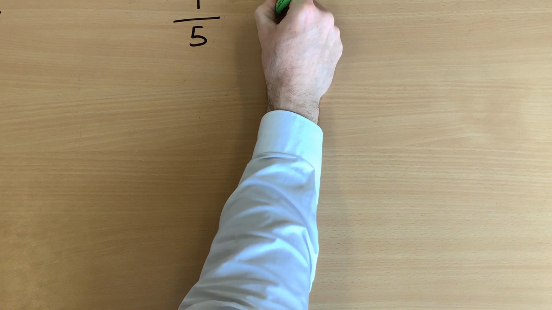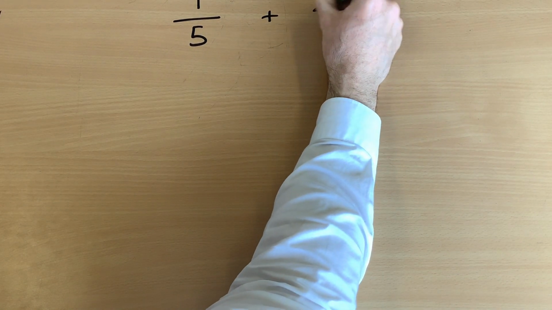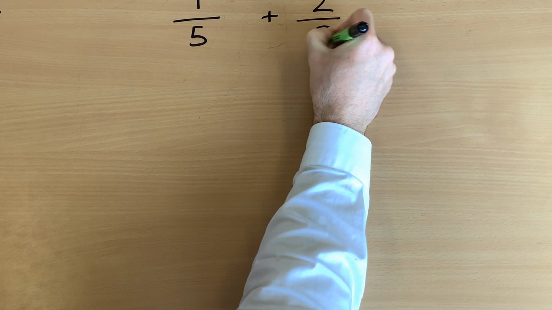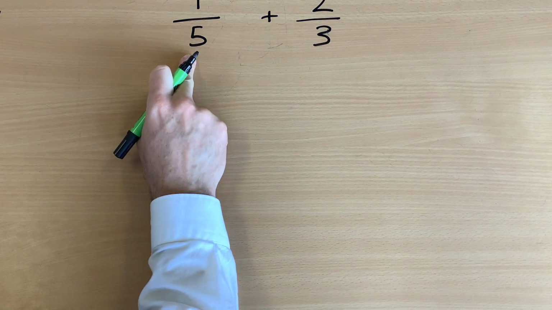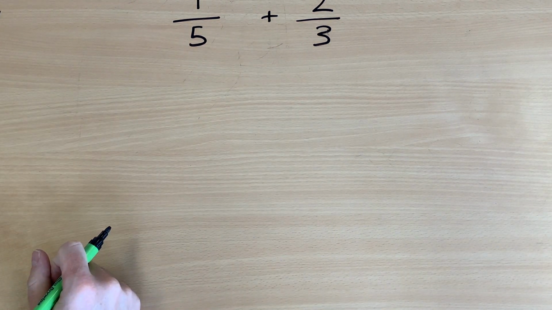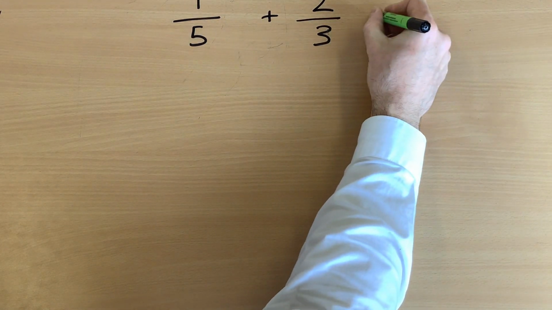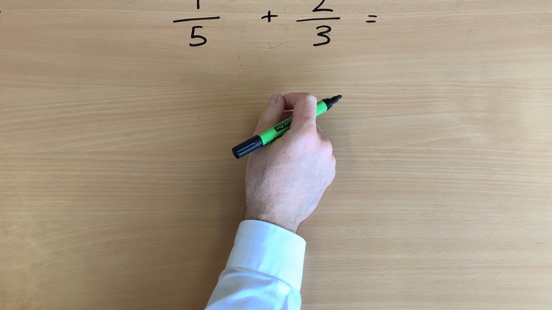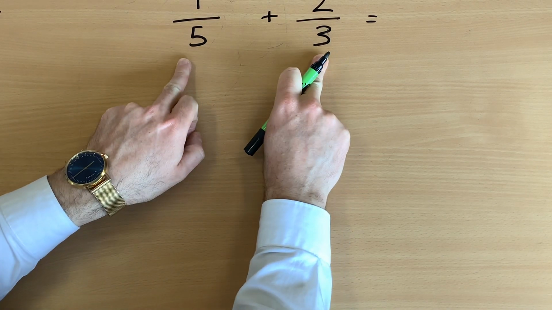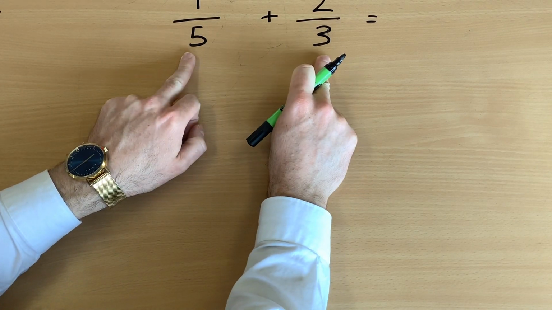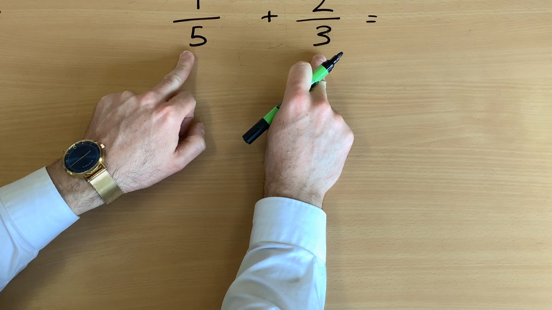1/5 plus 2/3, we can't add fifths and thirds. We're not going to have 3/8. Doesn't work like that. So what I'm going to need to do is find some equivalent fractions. So I look at the denominators and I think of a common multiple. I probably want to work with the lowest common multiple.